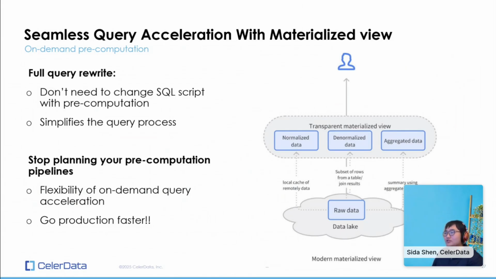So basically how it works is that when you send out a query, the StarRocks cost-based optimizer can automatically route your query to the most appropriate materialized view, so you don't have to change your SQL script. It really simplifies the query process, so you don't have to plan your pre-computation pipelines beforehand. You have the flexibility of configuring your pre-computation on demand instead of doing that all beforehand. So you end up going to production a lot faster.